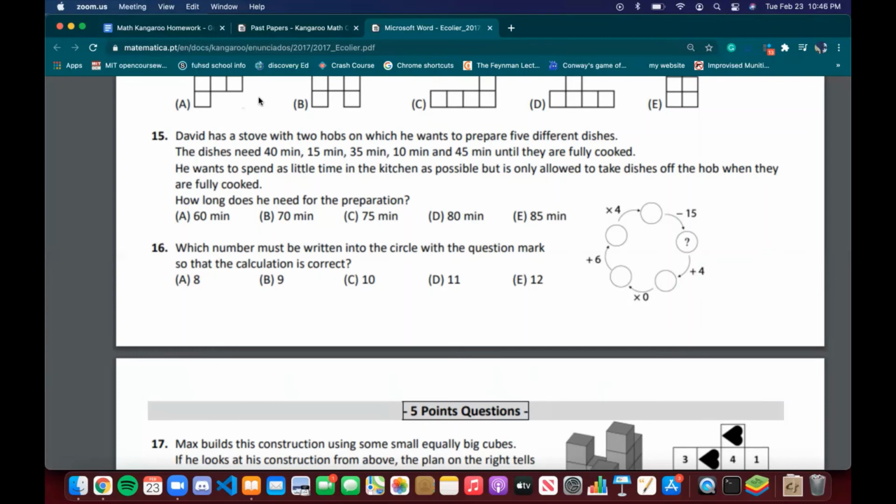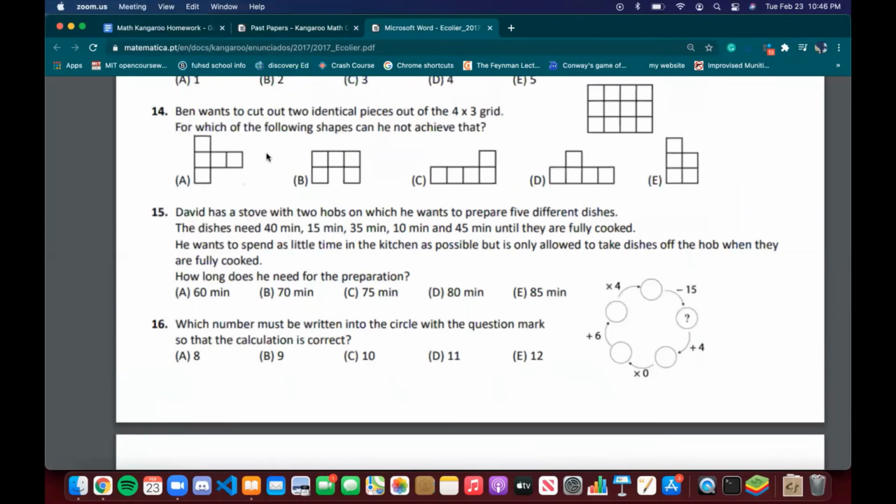Okay, so Problem 15. David has a stove with 2 hobs on which he wants to prepare 5 different dishes. The dishes need 40, 15, 35, 10, and 45 minutes. He wants to spend as little time in the kitchen as possible, but is only allowed to take them off when they're fully cooked. How long does he need for the preparation?